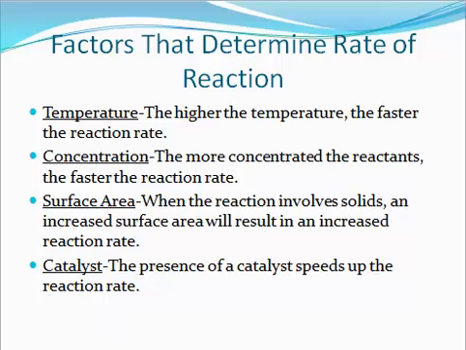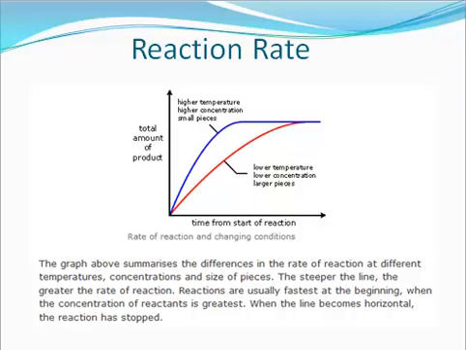So we just determined in that previous graph that that blue line had a higher temperature, so it was a faster reaction rate. So temperature definitely determines the rate of reaction. Also concentration. The more concentrated the reactants, the faster the reaction rate. Surface area. When the reaction involves solids, an increased surface area will result in an increased reaction rate. In this reaction, that had smaller pieces, which increased the surface area of those pieces.